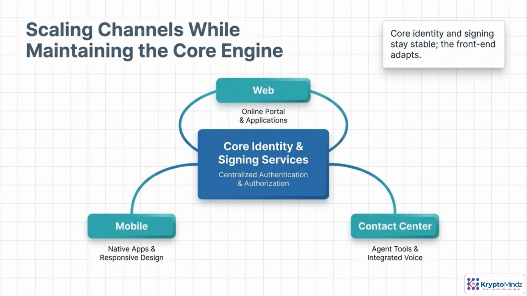When banks roll out eIDAS-based onboarding, they rarely stay with just one channel. The trick is to keep a single core identity and signing engine and let each channel plug into it. Web, mobile, and even contact center tools all call the same services for authentication, authorization, and qualified signing. That way, security rules, assurance levels, and audit trails stay consistent, while UX teams are free to tailor the experience for each channel over time.